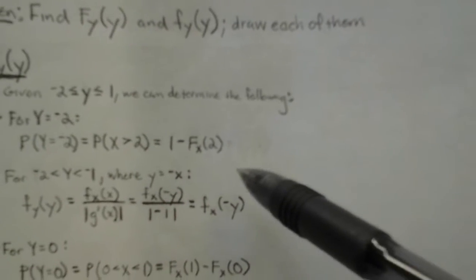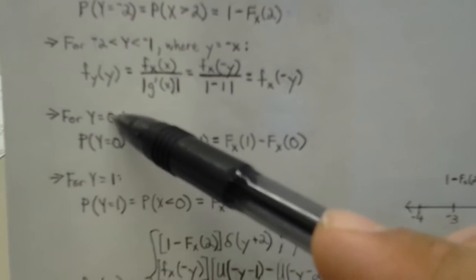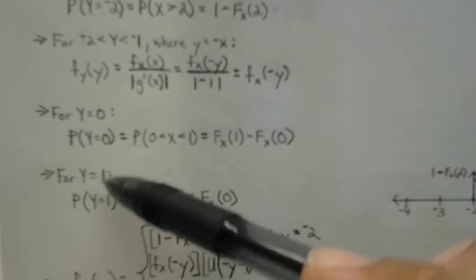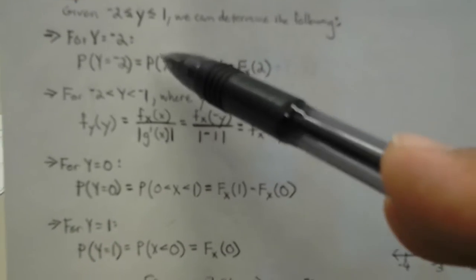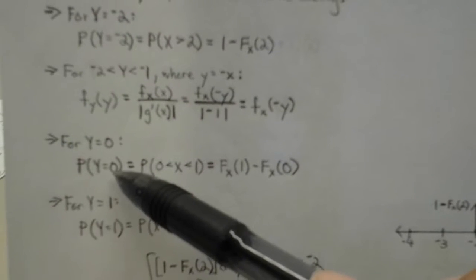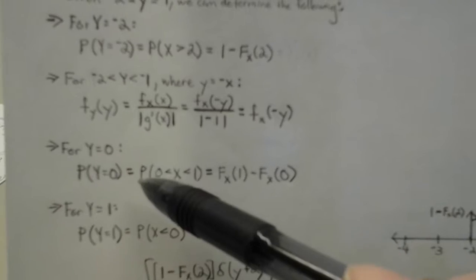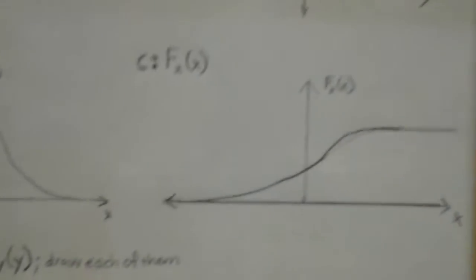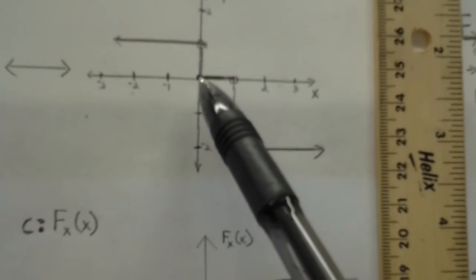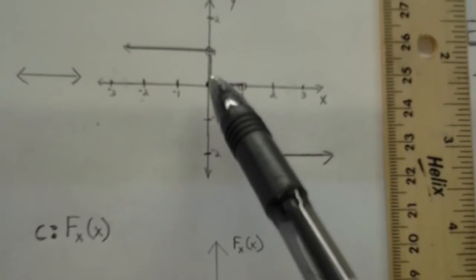All right? Now, the other two terms, y equals 0 and y equals 1, are going to be figured out similar to how y is equal to negative 2. So y is equal to 0 is going to correspond on the x-axis to the probability between 0 and 1 on the x-axis, which makes sense. Here it is. 0 and 1 on the x-axis corresponds on the y-axis to y equals 0.